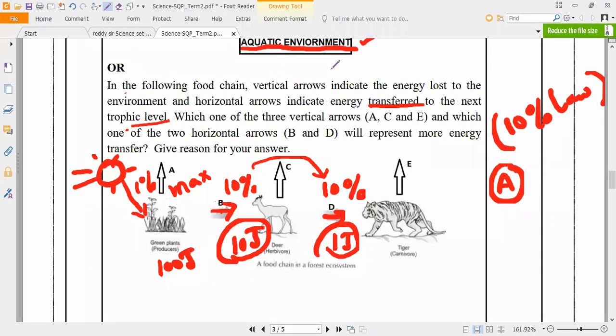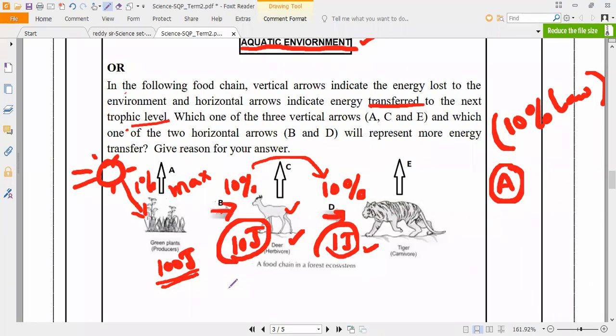The people are not all answering. What should I do? If you notice, from the plants, 10% of energy will come to the herbivores. If the plants have 100 joules, 10% of it means 10 joules will come to the herbivores. Now herbivores have only 10 joules of energy. From herbivores to carnivores, only 10% of these 10 joules will come, meaning only 1 joule. So the loss of energy at D is less, because it already has less energy. So the loss will also be less. Here there is a little more energy, so there will be more loss.